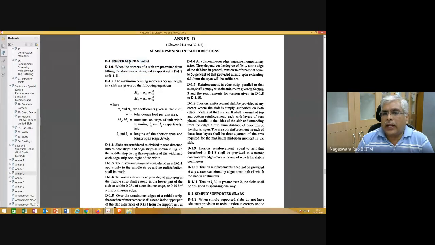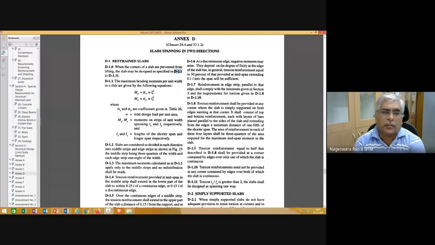They are classified as restrained slabs. And how to go about designing those kinds of slabs, that is what is covered from here. D1.1 to D1.11 covers, or gives you details for, restrained slabs.